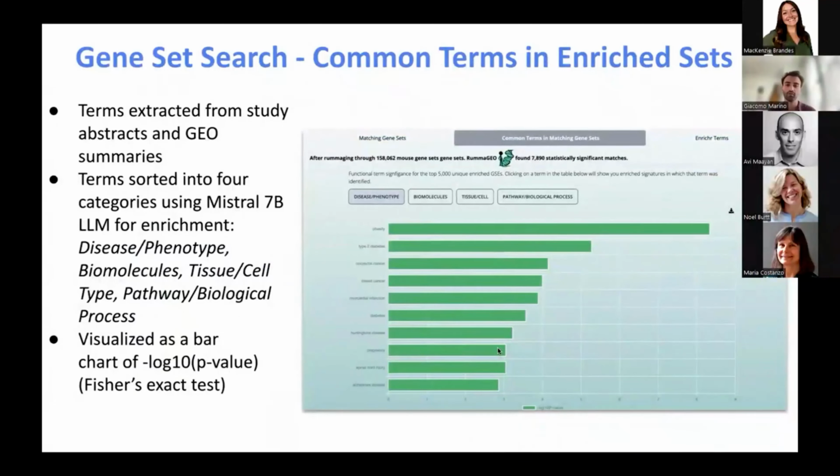Another thing that we did was look at these functional terms that we could extract from PubMed abstracts associated with these studies or from the GEO summaries themselves. And then we sorted those into categories using an LLM. And these are 4 categories: disease phenotype, biomolecules, tissue/cell type, and pathway or biological process. And here we can look at the enrichment of those terms in unique studies that were enriched with your inputted gene set. So you can get a sense of what those enriched studies entail. And we'll show a bar chart that visualizes the negative log 10 of the p-value.